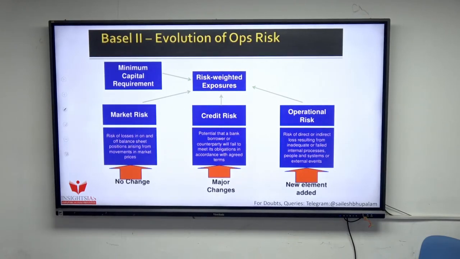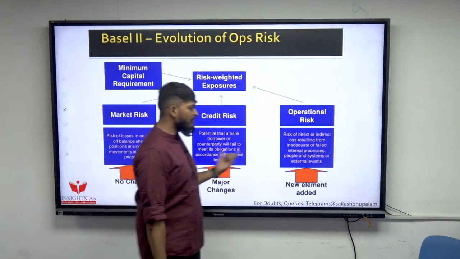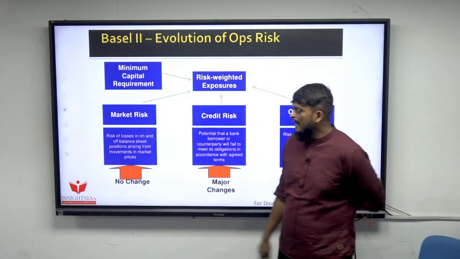Where the risk is exactly arising from, how you can say we can identify here high risk, medium risk, low risk type of a loan. Risk is coming from three factors. One is market risk.